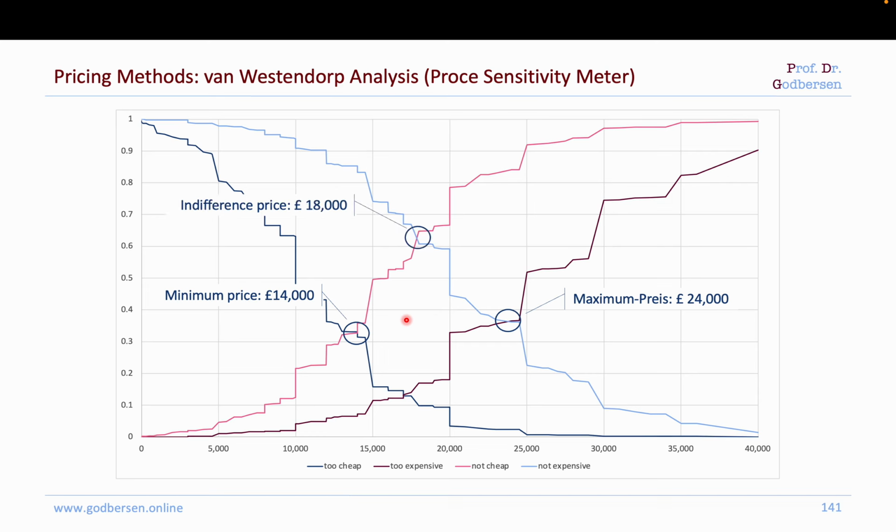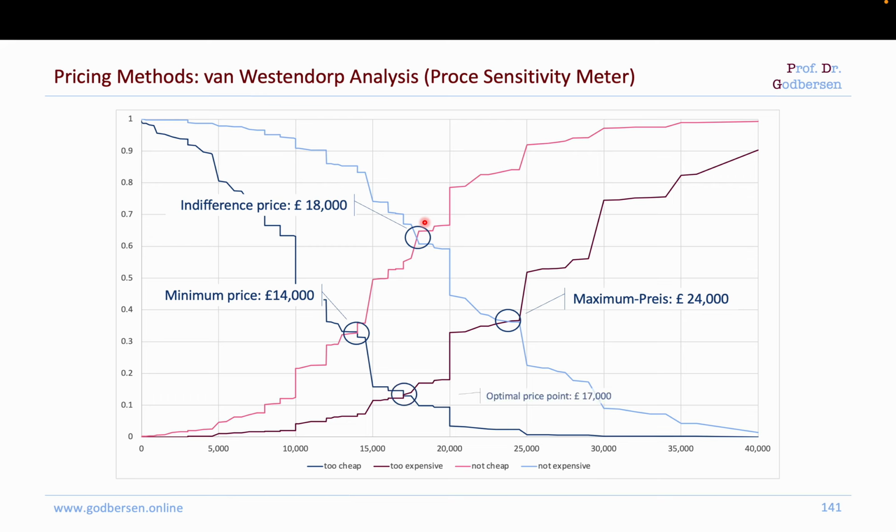Furthermore, you have the indifference price. This is where not cheap and not expensive intersect. At this point, you have a balanced price image. Your brand is not regarded as expensive and is also not regarded as cheap. Therefore, price perception is balanced, and this is why it's called the indifference price.